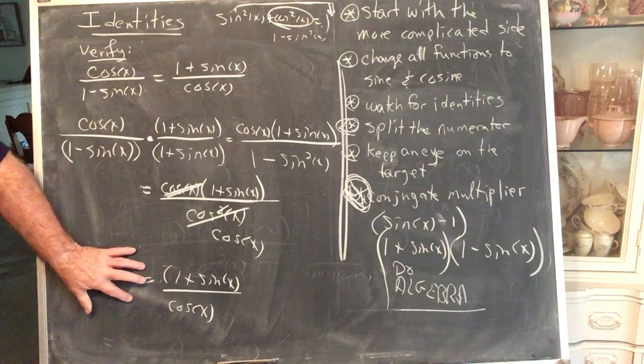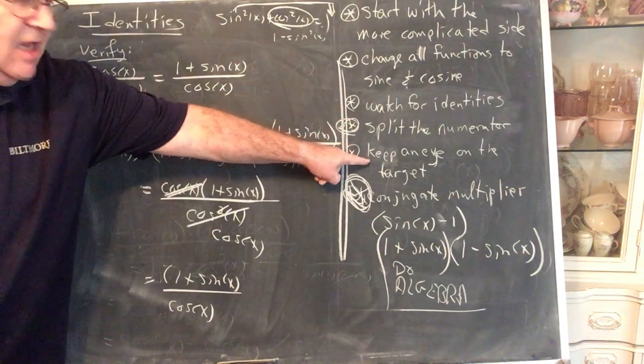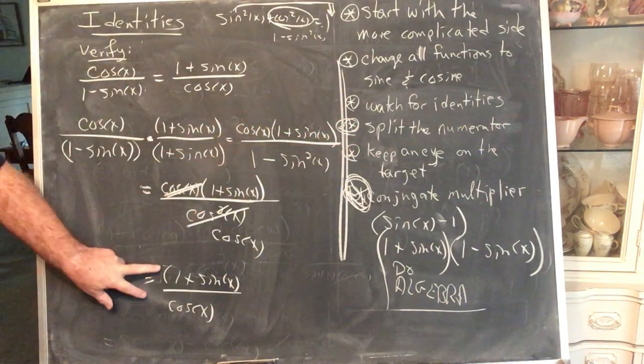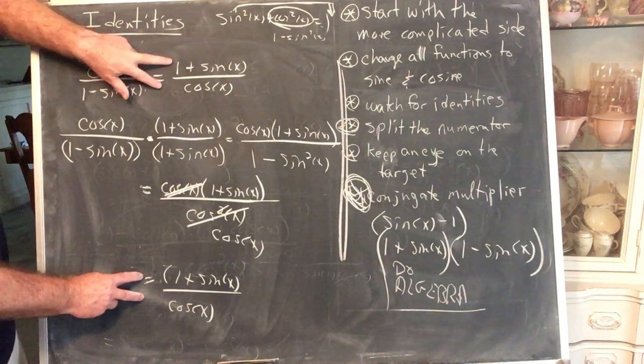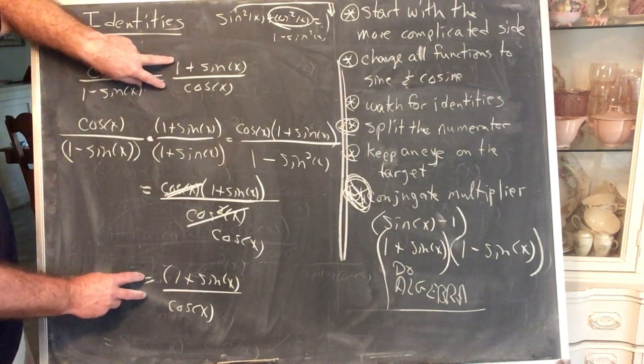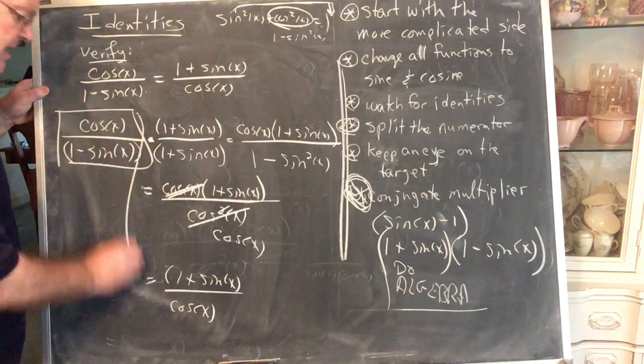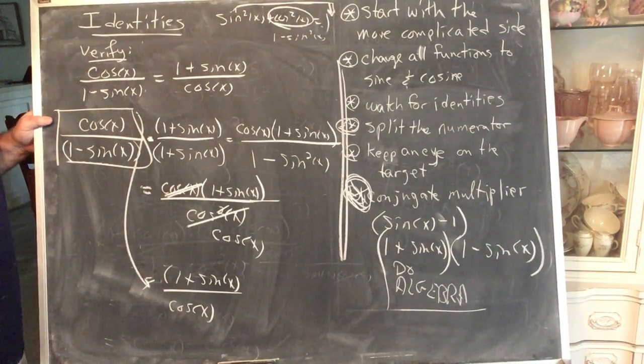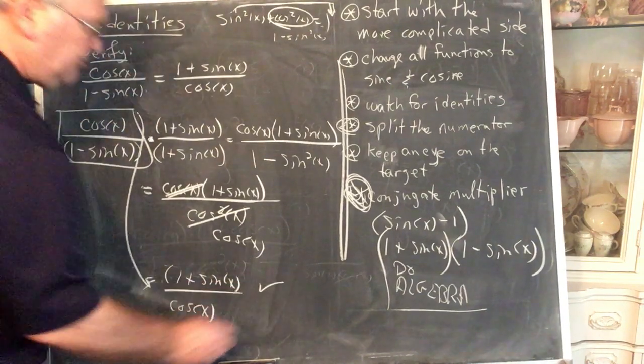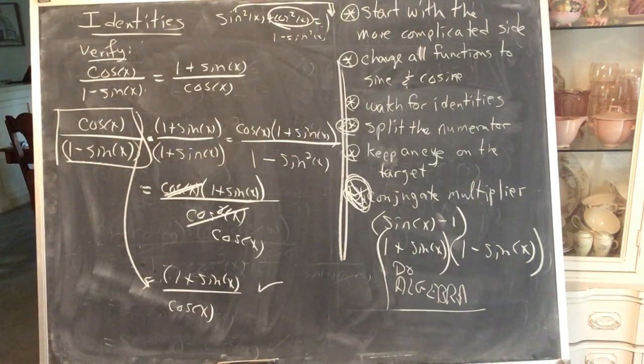Now the question is, what do we do with this? Well, keep an eye on the target. What do you do with this? Nothing, because you're done. This is the side you were trying to achieve. We started with the left-hand side and argued until we got the right-hand side. So that's our valid proof, and we verified the identity.